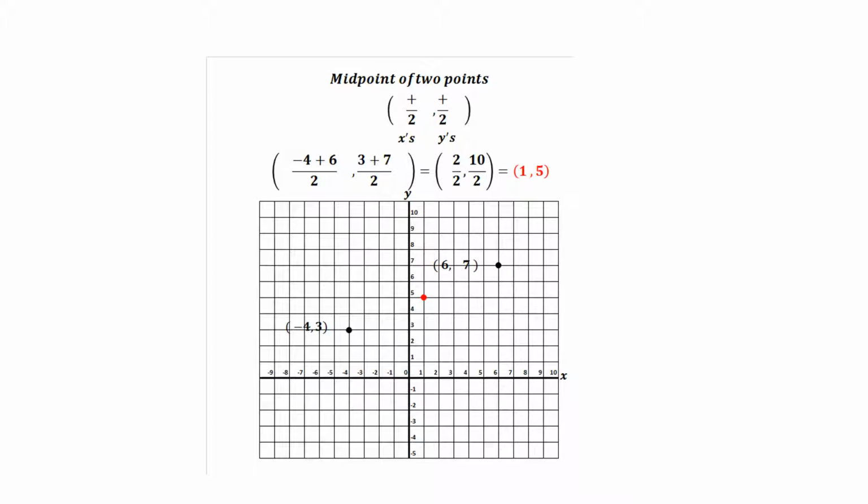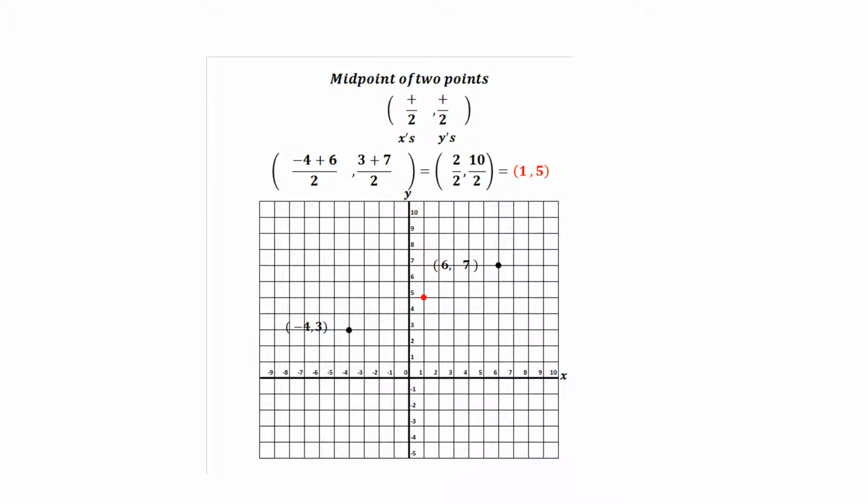Here we have the midpoint of 2 points. That's the point in between the 2 points. Now, it's a very simple formula. We add the x's and divide by 2. It's like the average or the number in between. And we add the y's and divide by 2.